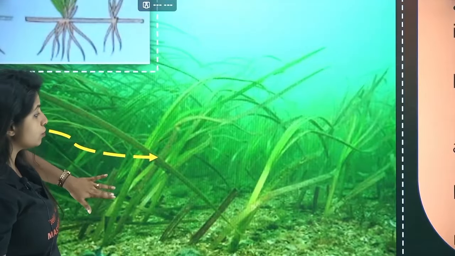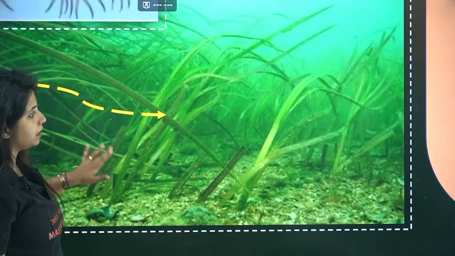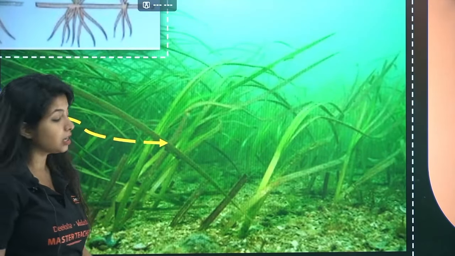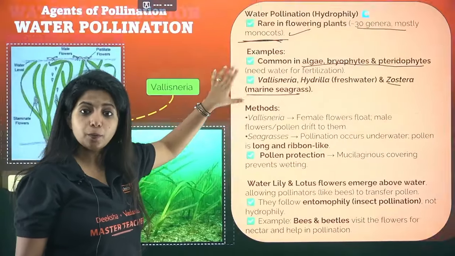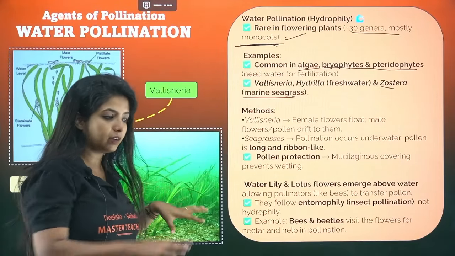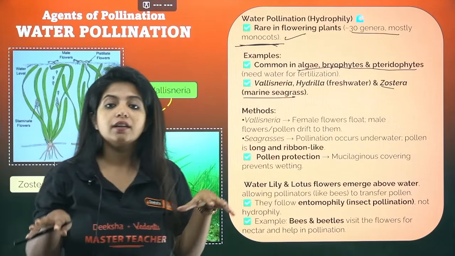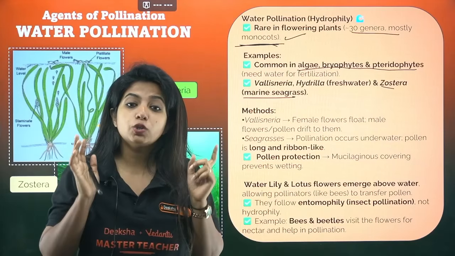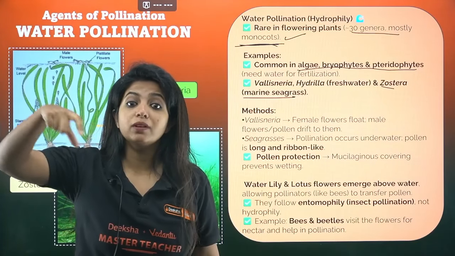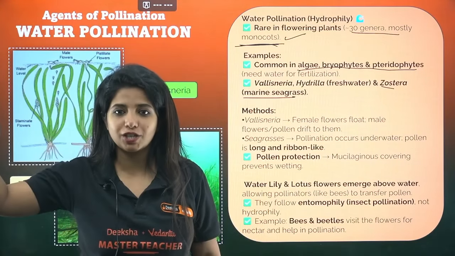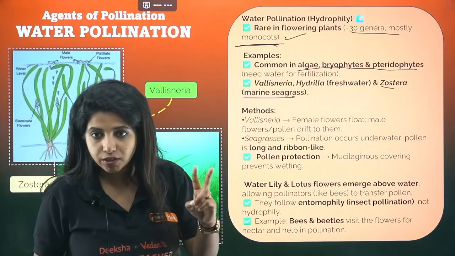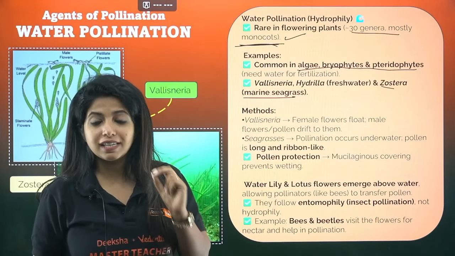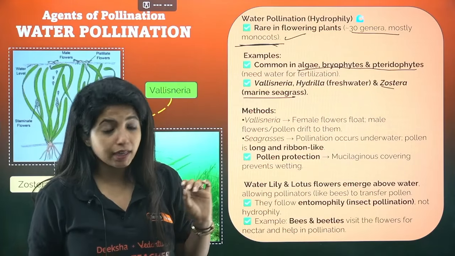In the case of Zostera, or you also call this seagrass, pollination is going to happen in the submerged condition. The pollen grains and everything are going to happen inside the water itself. They're going to come and fuse together. So for that, the pollen grains have to be ribbon in shape, unlike the normal shape that they have. So Vallisneria and seagrasses, you also call the seagrass as Zostera. Please do not forget it.